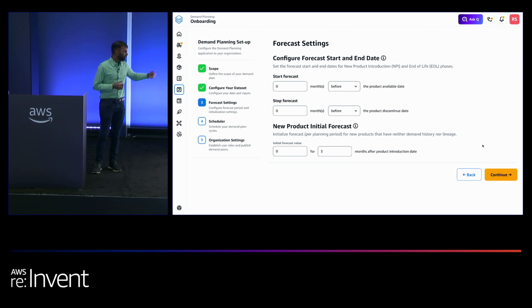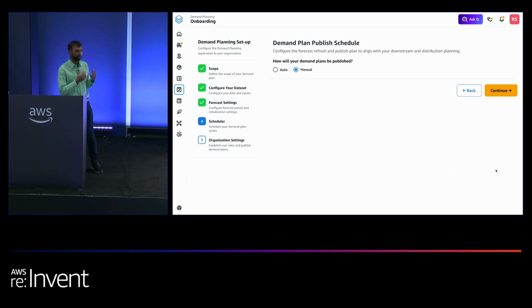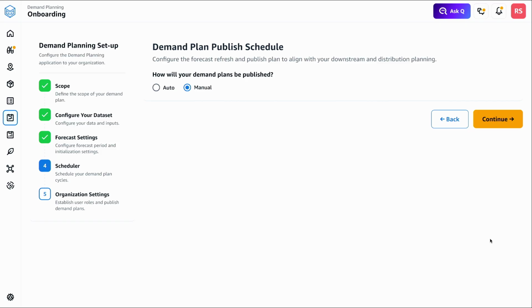Now, for that, we have the new product initial forecast option, which presets the forecast on behalf of the demand planner. Now, the core idea here is to simplify the operations from a demand planner perspective. So, the application does the heavy lifting on behalf of our customer.